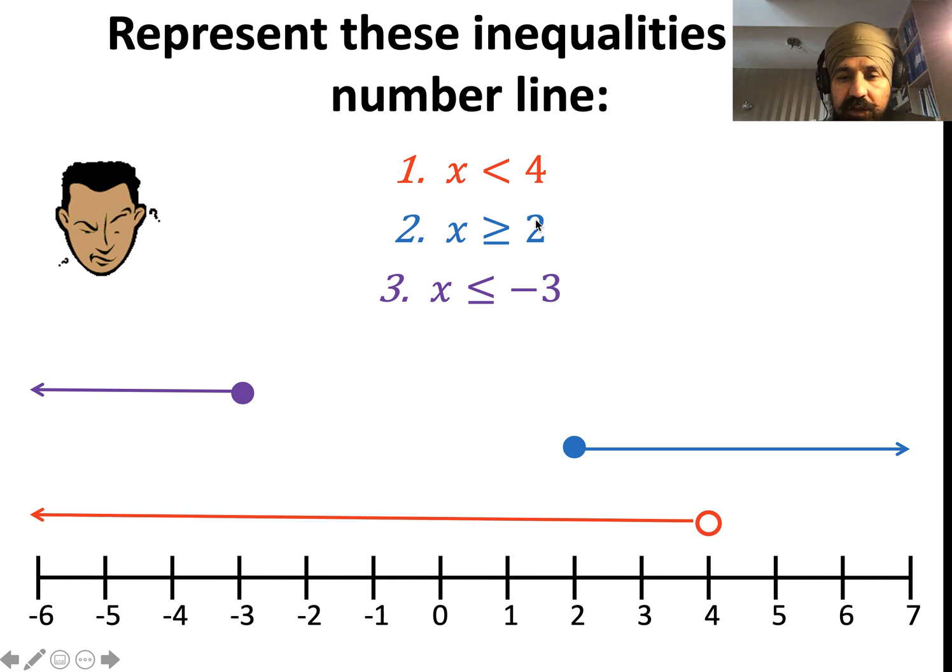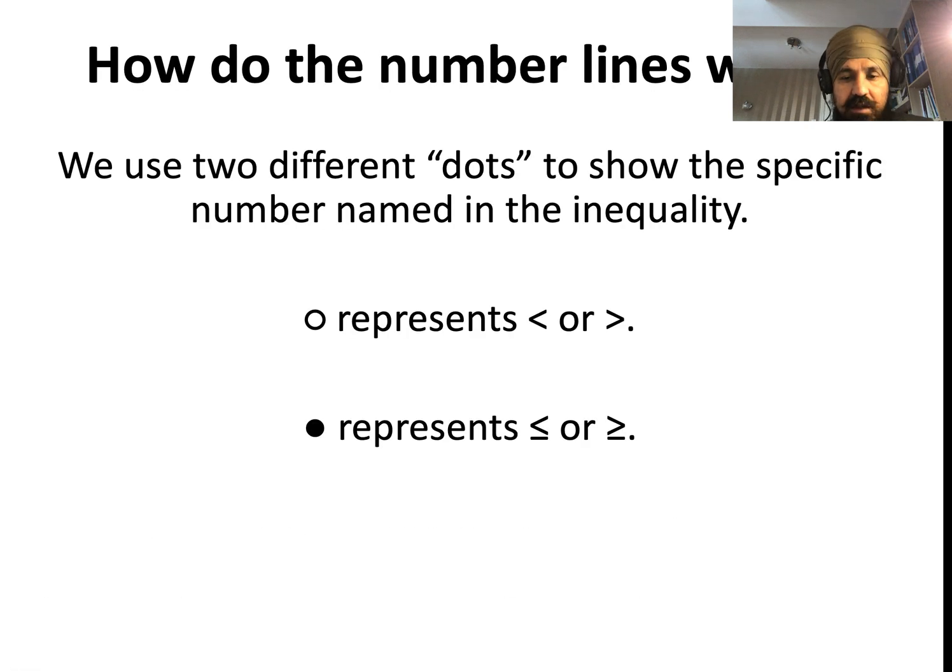Hopefully you've understood the inequality signs. Just remember the key things here. If it is an open circle, that means smaller than or greater than. If it's a closed, shaded circle, it means smaller than or equal to, or greater than or equal to.